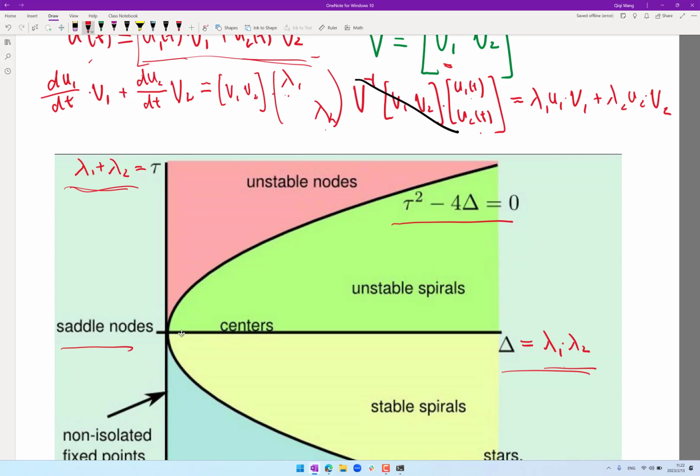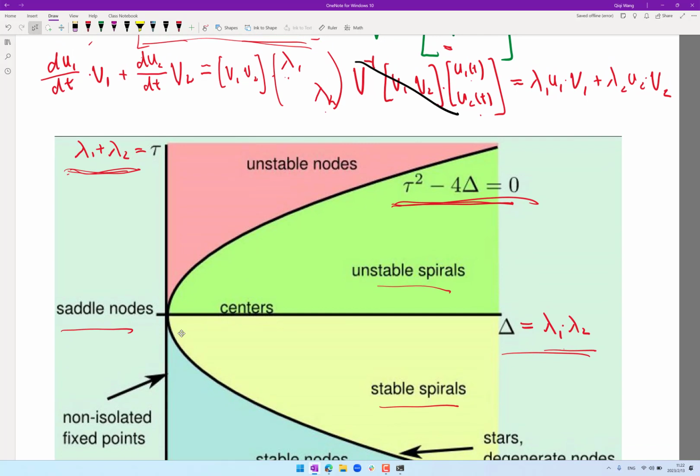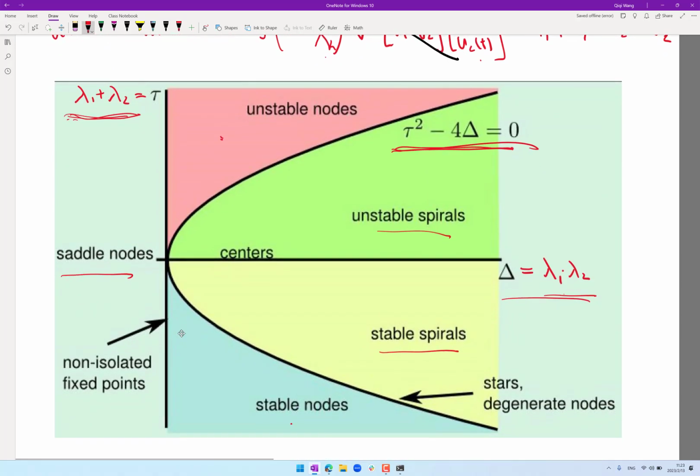So when this thing is less than 0, you get a complex conjugate, and then it also depends on whether the real part of this complex conjugate is positive or negative. If it is positive, you get an unstable spiral. If it is negative, you get a stable spiral, right? And in the other case, when you have a pair of real solutions, it again depends on whether the pair of real solutions are both positive or both negative. If both positive, they are unstable nodes, and if both are negative, they are stable nodes.